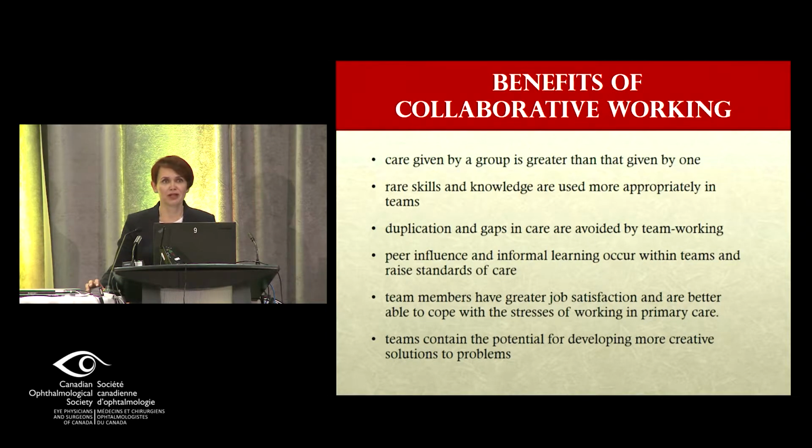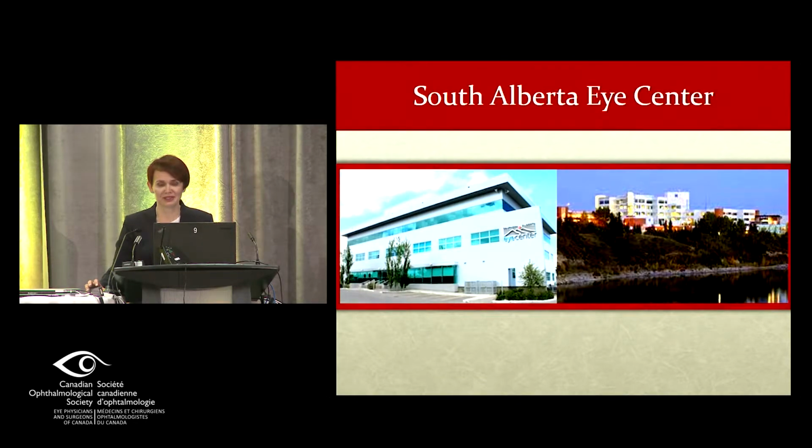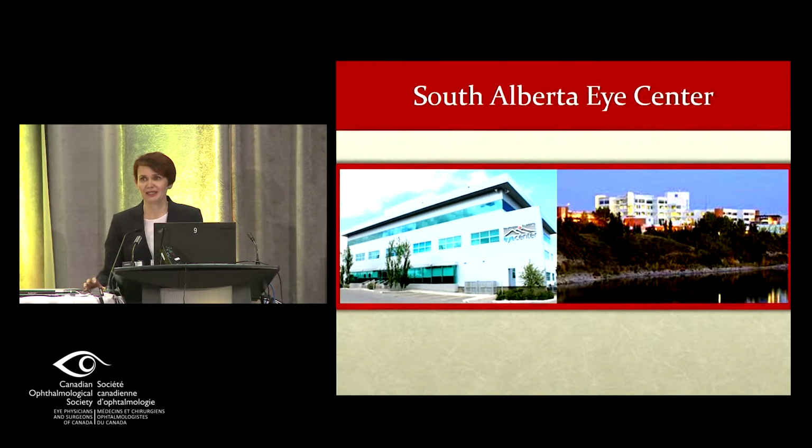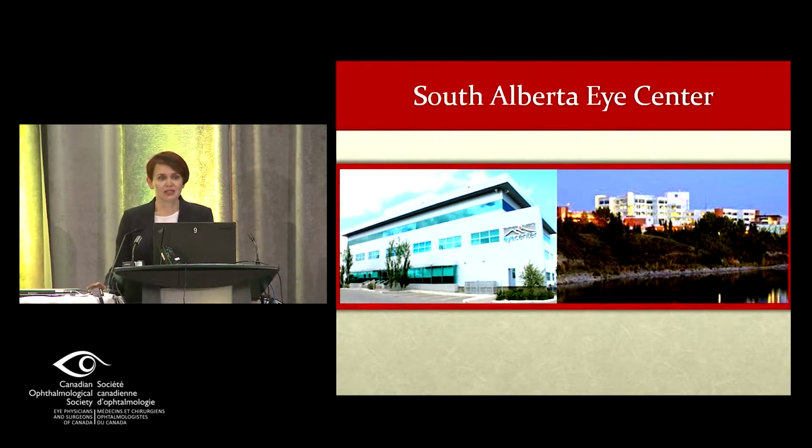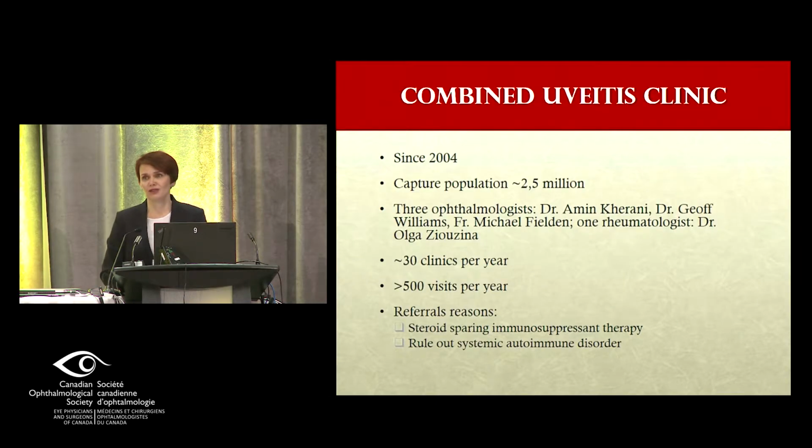So that was, in a way, my introduction to the next part of my talk, where I hope I can convince you that the multidisciplinary team is an important model, and I'm going to touch on our multidisciplinary team that we have in Calgary at the South Alberta Eye Center. This clinic was established in 2004, and I joined it in 2010. We started to capture the information only very recently, so it might not be very complete, but I'm going to share with you what we know about our clinic right now.